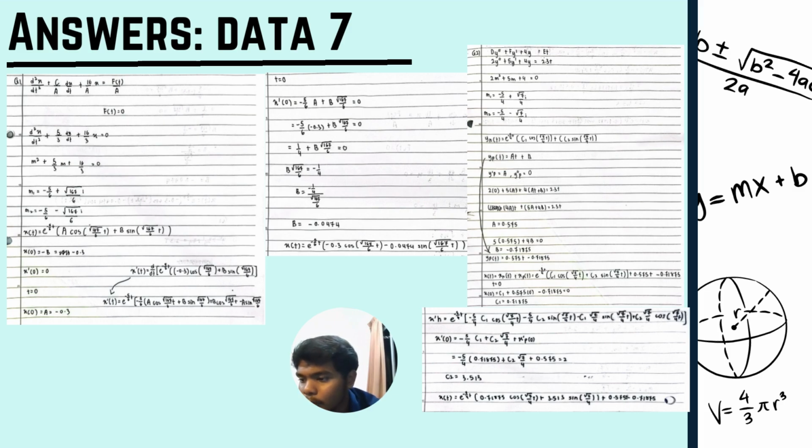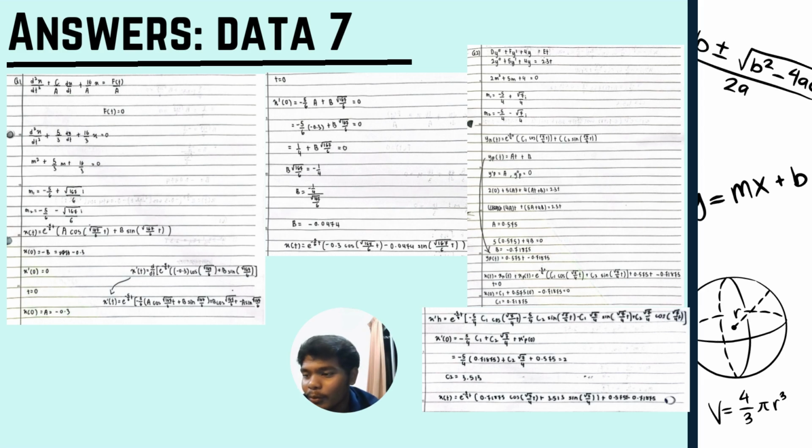So just put it back in the equation, and then we get the final answer, which is exponent negative 5 over 6t, in brackets negative 0.3 cos square root of 167 over 6t minus 0.0474 sine square root of 167 over 6t. So for question number 2, we're just going to do the equation 2m squared plus 5m plus 4.